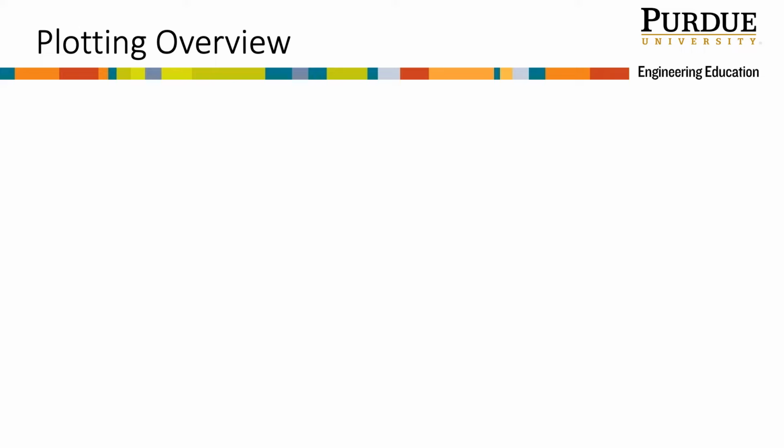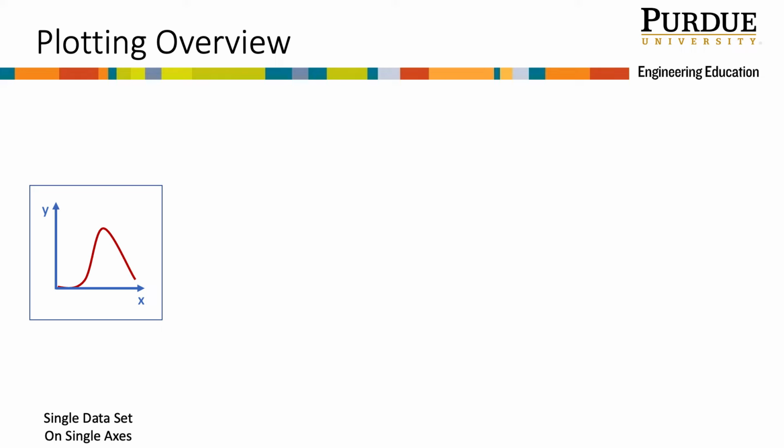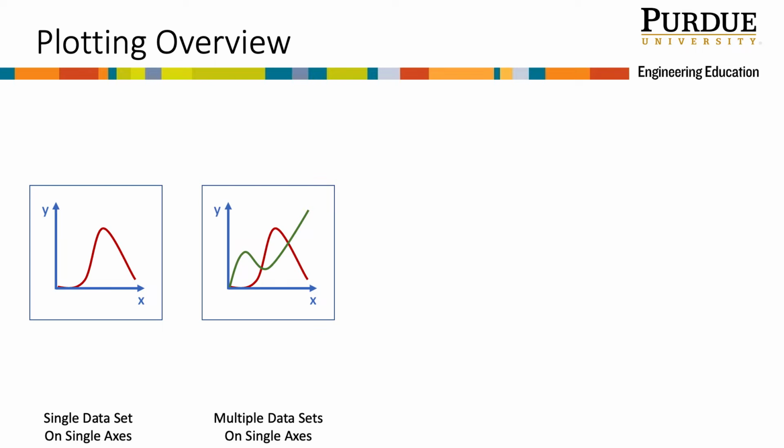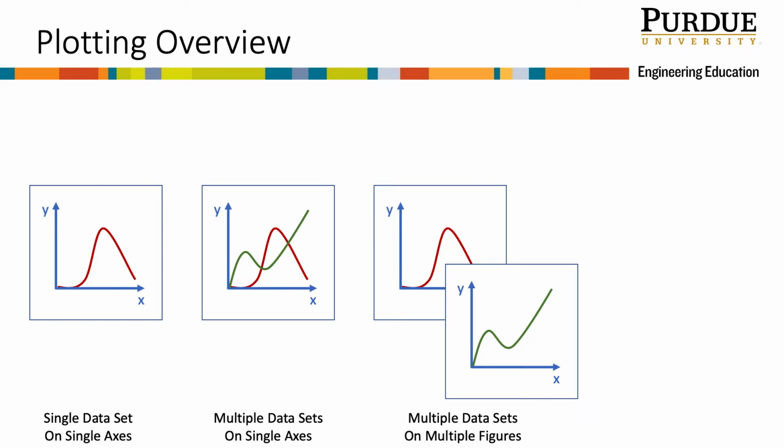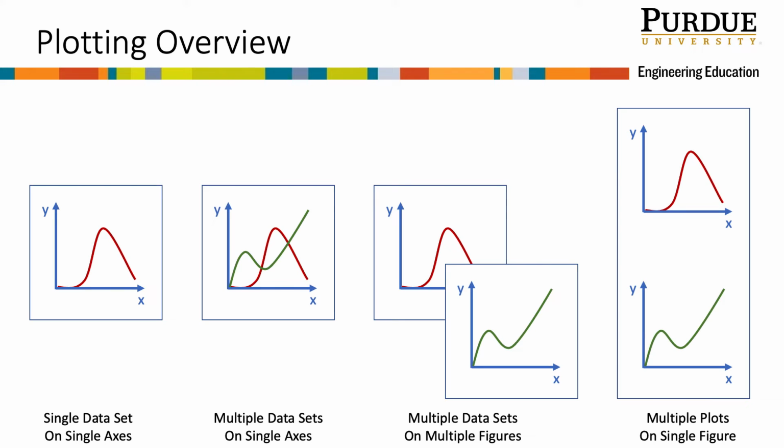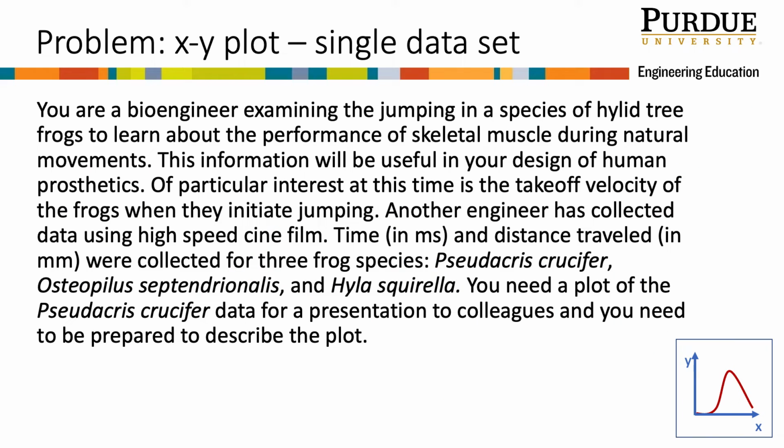We will learn to plot a single data set on a single set of axes, plot multiple data sets on a single set of axes, create multiple figures, each with its own set of axes, and finally, one figure that contains multiple plots on separate sets of axes. Let's begin with the single data set on a single set of axes, as it is the foundation for all of the others. Let's look at an interesting problem that we can use to understand these learning objectives.